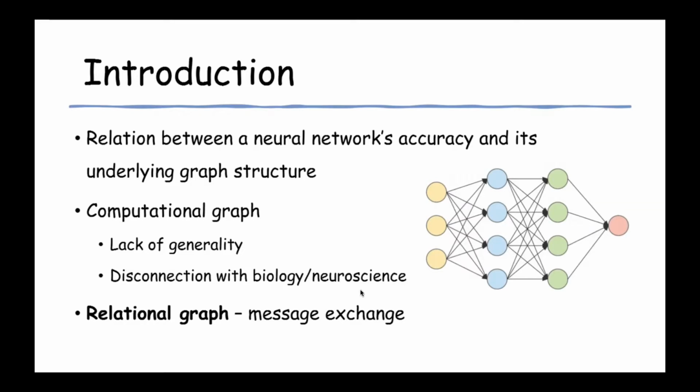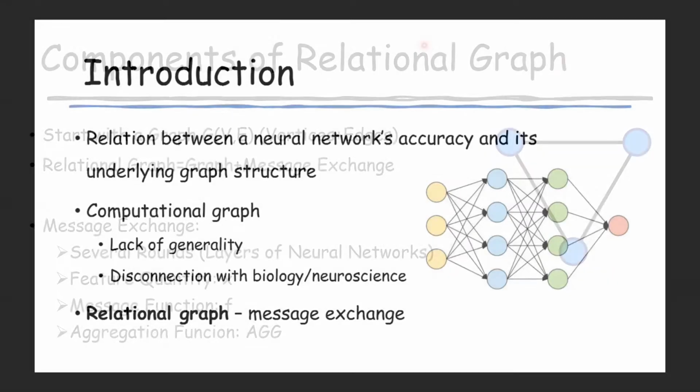Thus, in this paper, we would like to develop a new way of representing a neural network, which we call relational graph. Our key insight for this is to focus on the message exchange, and we will discuss more detail in the following slides.